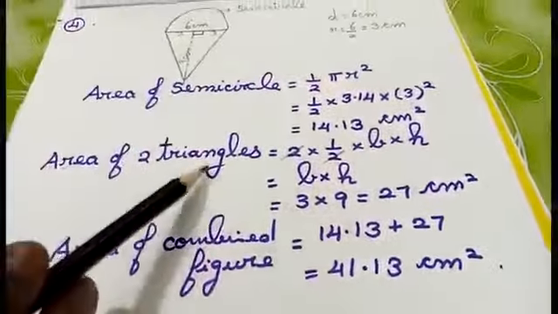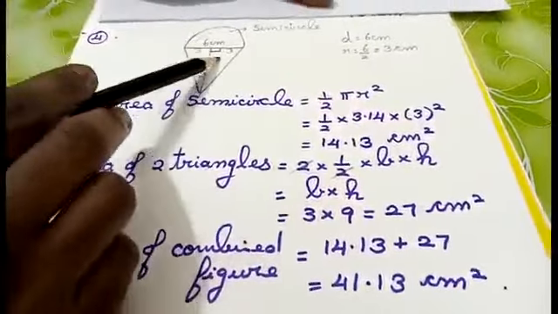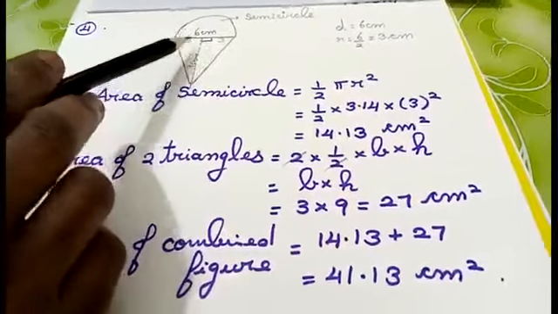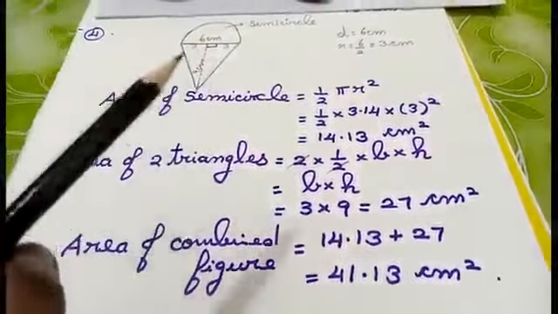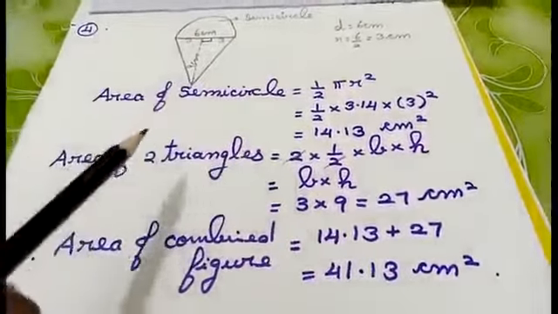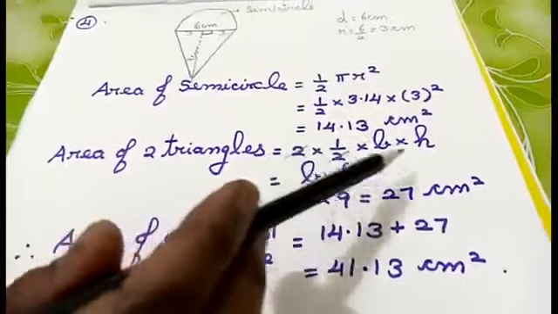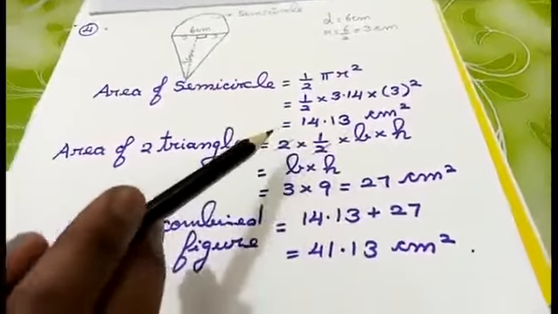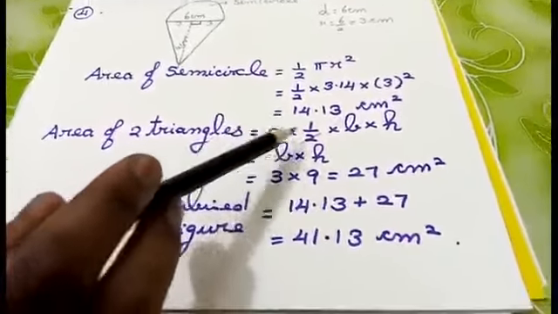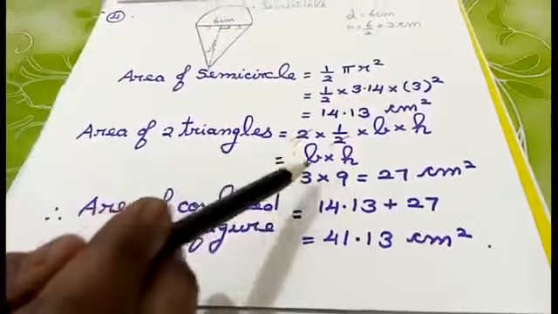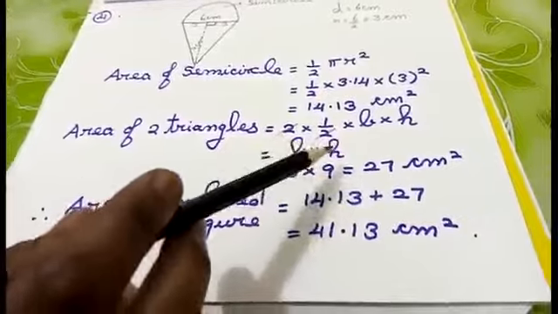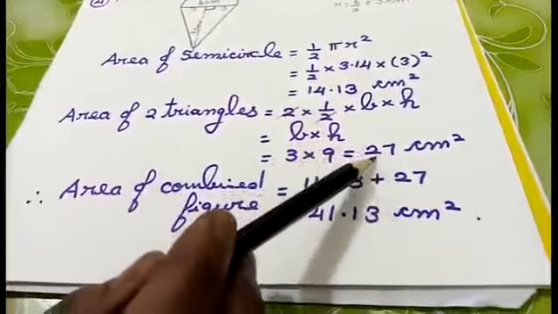Area of two triangles. Here I am going to calculate for two triangles. Both the base and height are the same for the triangles, so I am going to calculate directly for two triangles. Actually, the area of a triangle is half into base into height. Since I am having two triangles, I am going to write it like this: 2 into half into base into height. If you cancel this, you will get base into height. If you calculate, you will get the answer as 27.